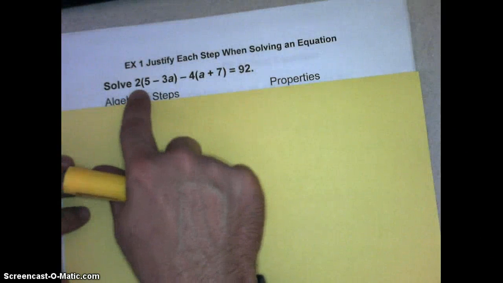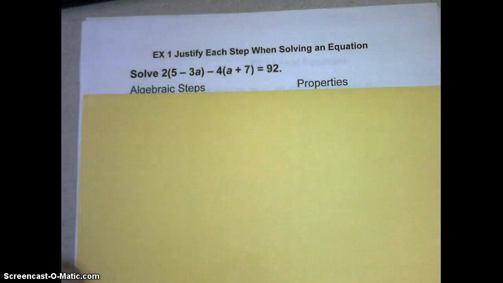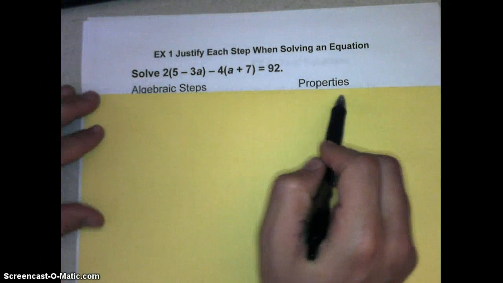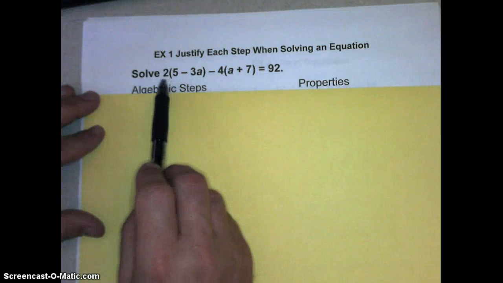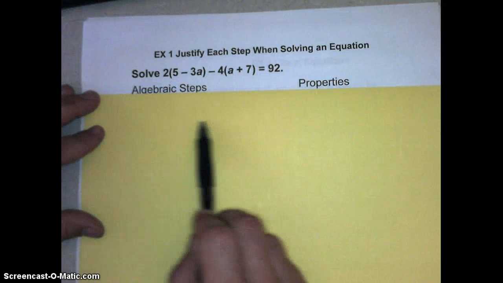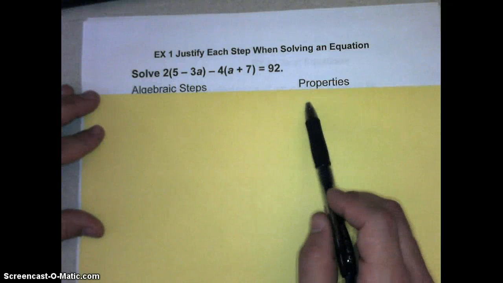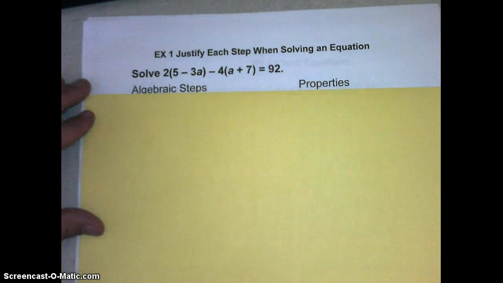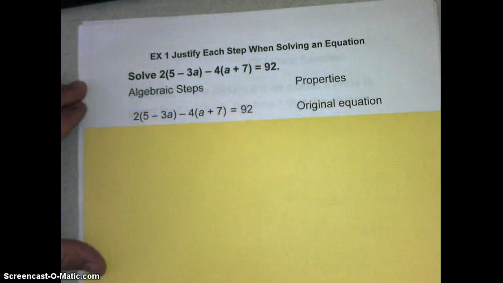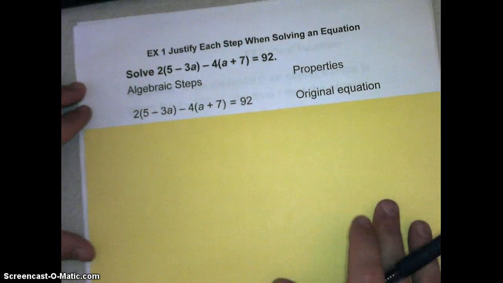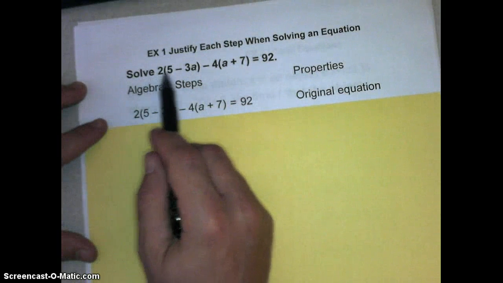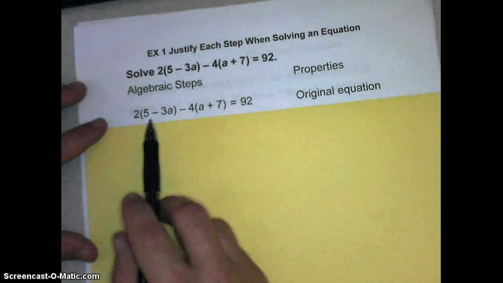In example 1, we have this equation. This is the beginning part of our algebraic proof lesson, which is just to solve an equation and justify each step. And this is how we do this. We write out each step of our process of solving the equation, and then we write the property that allowed us to do that. You'll notice in this first step that the first thing we need to do is write the original equation. If it's not written on your paper already, you'll need to start by writing that.